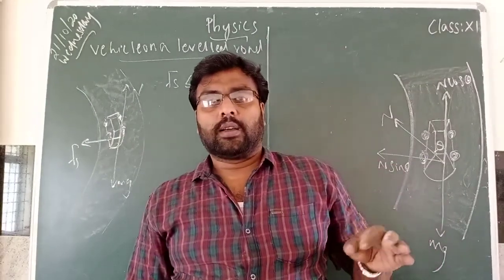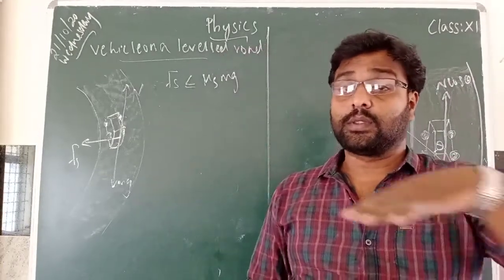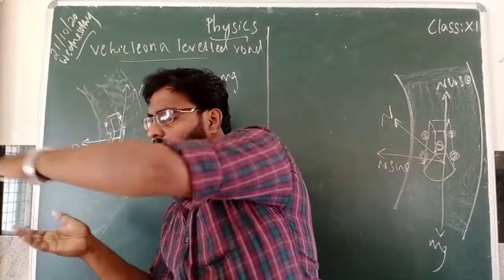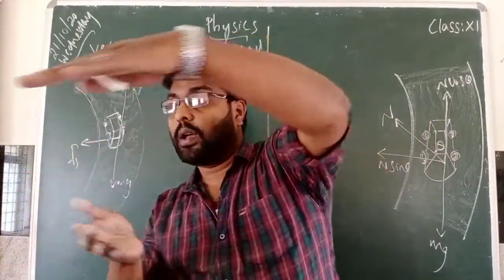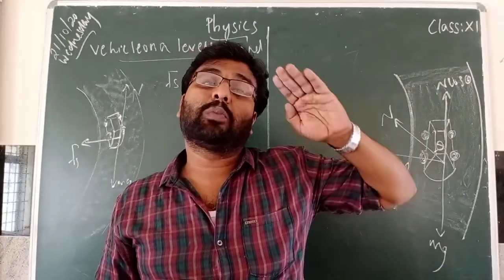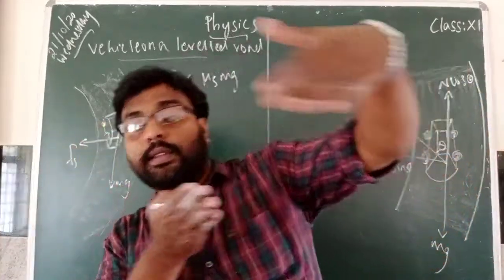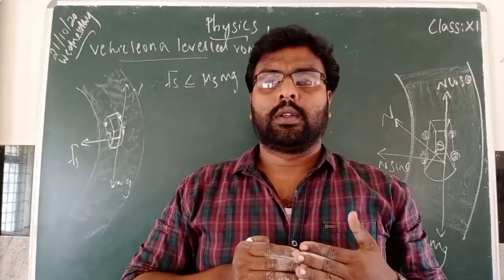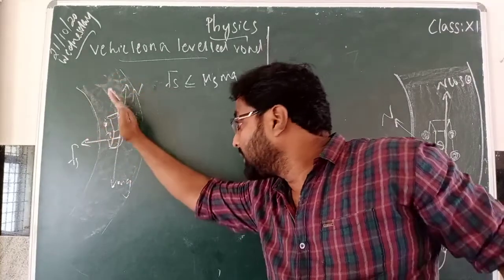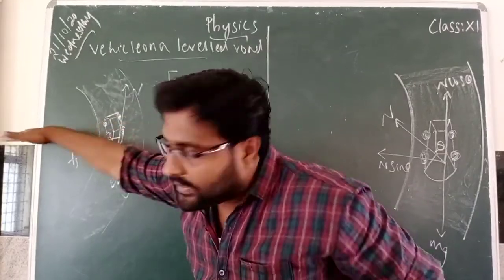So assume that a vehicle is moving on a circular level road. When it is moving on a curved road, there must be some centripetal force acting towards the center of the curve. You can see, on a curve like this, when the vehicle moves along the curve, there must be a centripetal force acting like this.